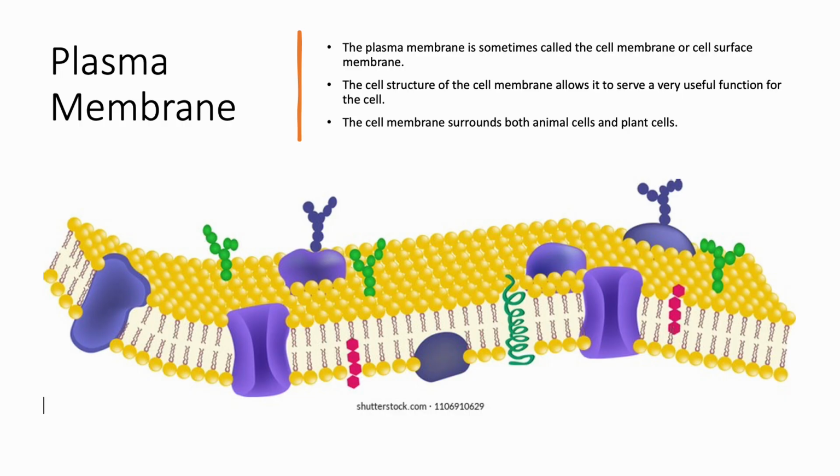This is representing the plasma membrane, again known as the cell surface membrane or just cell membrane. There is a plasma membrane found around both plant and animal cells, and it controls what can enter or leave the cell.